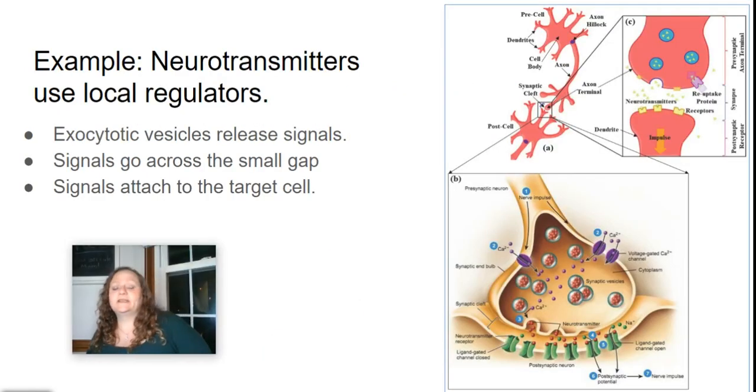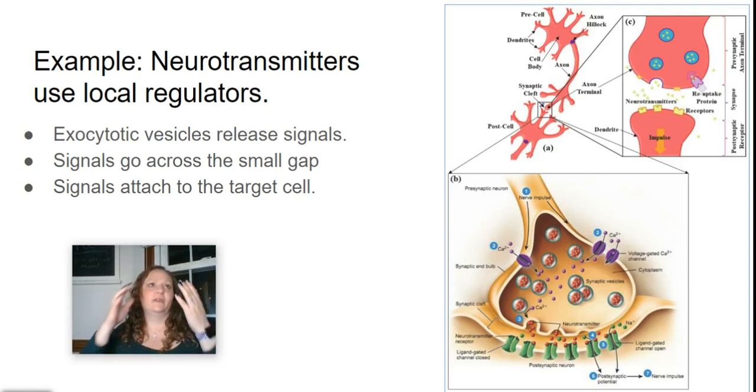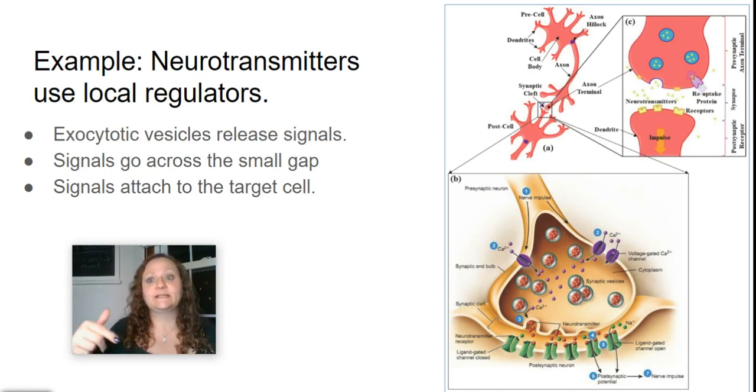Another example of using a local regulator, but not necessarily direct contact, are neurotransmitters. Neurotransmitters are nerve cells, right? And think of the cells in your brain that allow you to have thoughts, that allow you to have feelings like touch and smell and vision, and allow all those things to function. So, exocytotic vesicles are going to release certain chemicals. And these are the signaling chemicals. The signals jump across this small gap to reach the target cell. And this is actually how you are able to think.